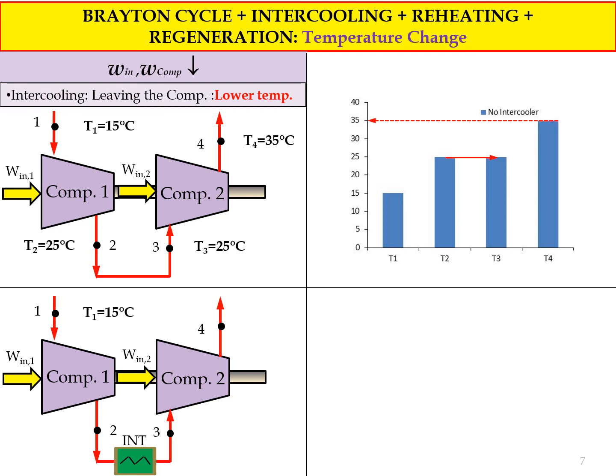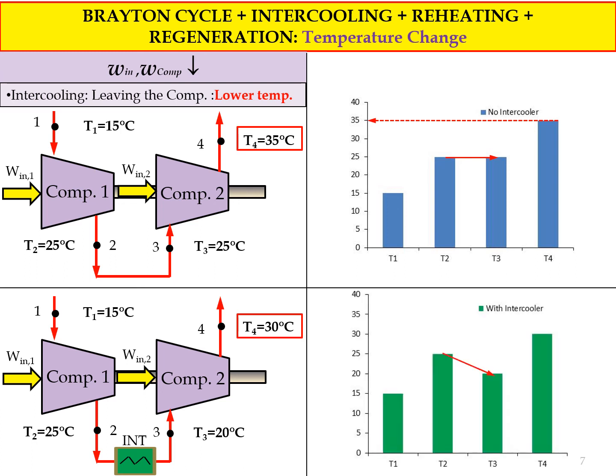So the temperature at state 1 is 50 degrees Celsius, and the output of it is 25 degrees Celsius. And due to the intercooler, the temperature at state 2 is decreased to 20 degrees Celsius, and the output of it is 30 degrees Celsius at state 4. So from this, you can see it lowers the temperature at state 4 from 35 to 30 degrees Celsius.